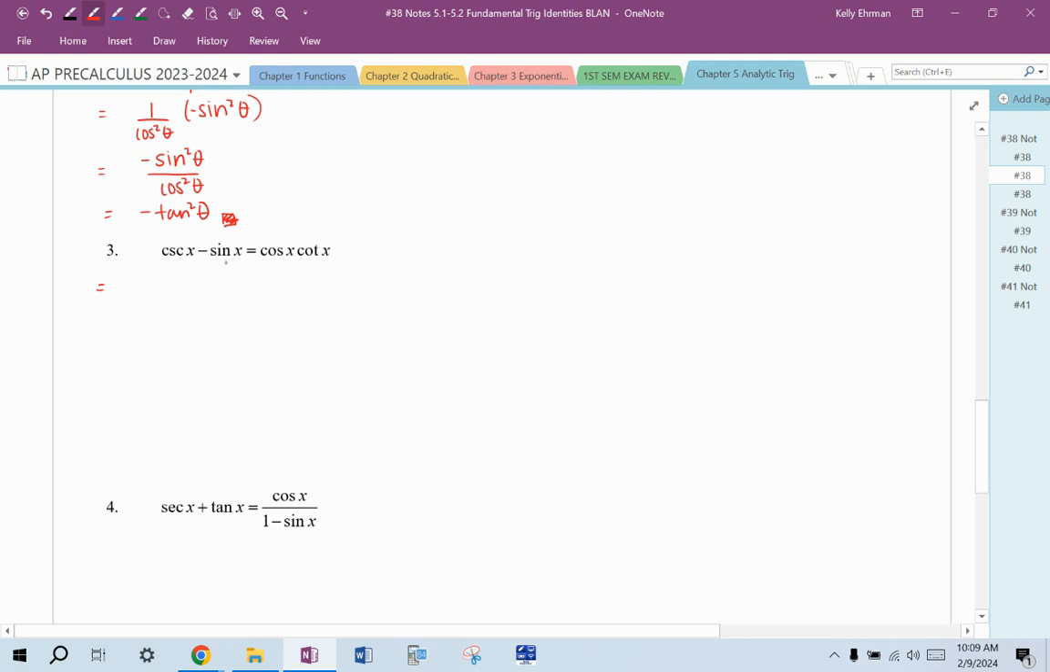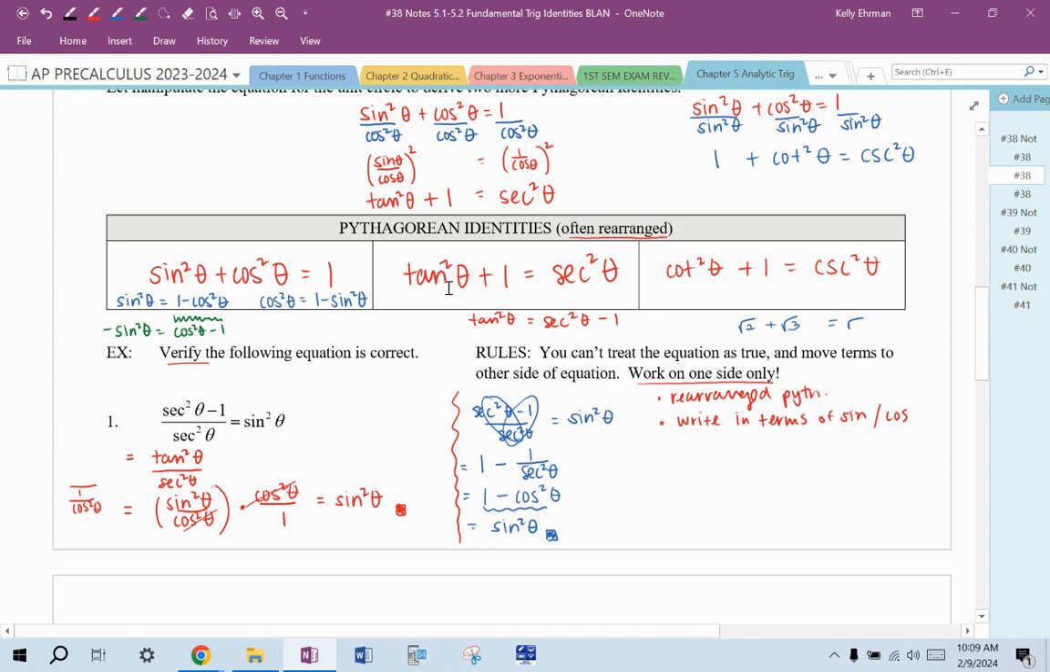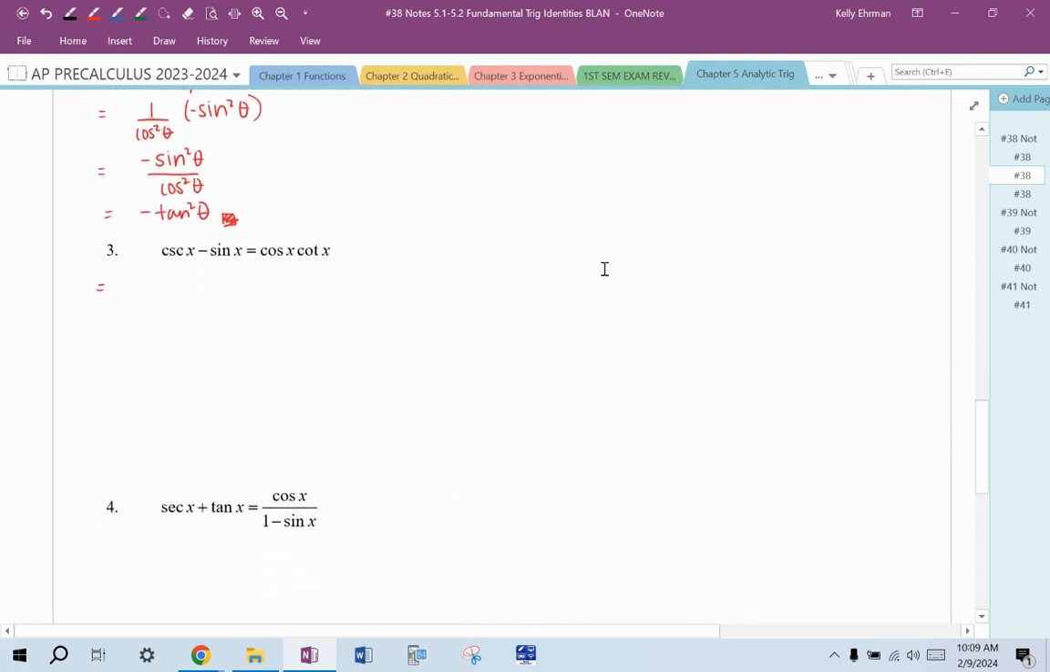Cosecant x minus sine x. That's not any of our identities, first off. There's no cosecant minus sine anywhere. So the next thing to do is rewrite anything that's not a sine or a cosine in terms of sine and cosine. So cosecant x is 1 over sine x minus sine x.